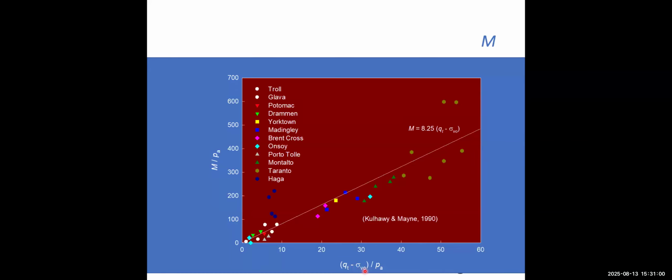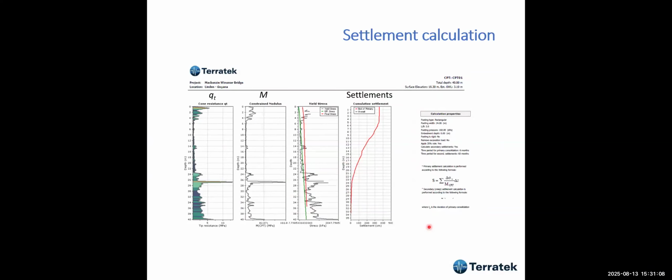And these are also Janbu's modulus, one-dimensional modulus, in relation to Qt minus the vertical stress over atmospheric pressure. This was proposed by Kulhawy and Mayne. And then once you have the Qt, the program, CPT, estimates the one-dimensional modulus. Here's the yield stress. I mean, they calculate the stress if you have a foundation of some breadth, and it calculates settlement automatically. What my experience with that is that this works perfectly.